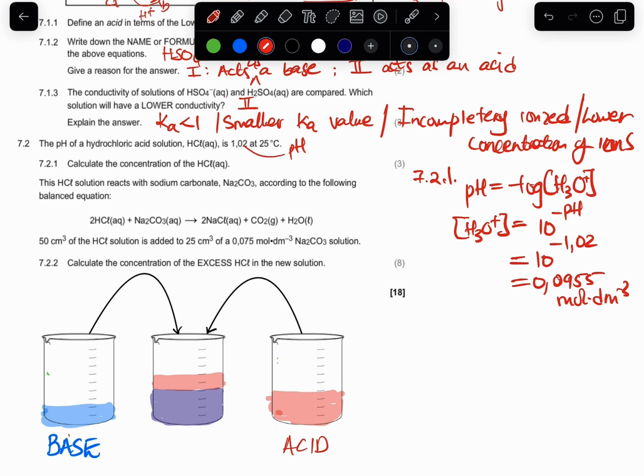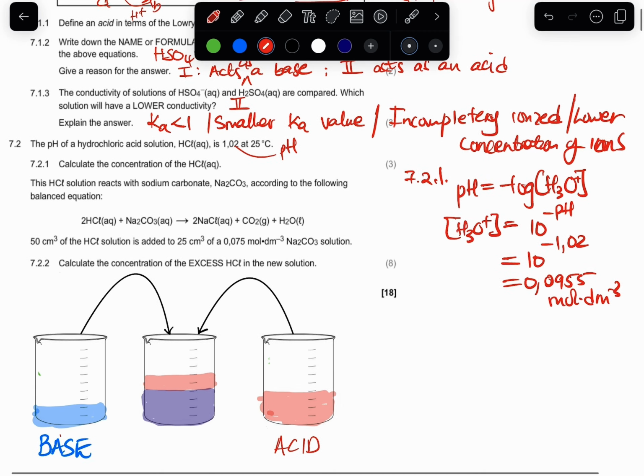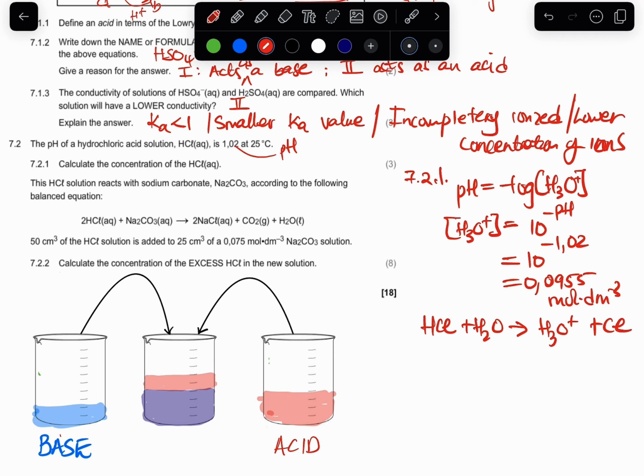So when you ionize HCl in water, you have the hydronium ion plus Cl minus. So we'll do the mole ratio. This is the balanced equation. This is the concentration that we just calculated. We have this and we want this, and this will do what we call a concentration ratio.